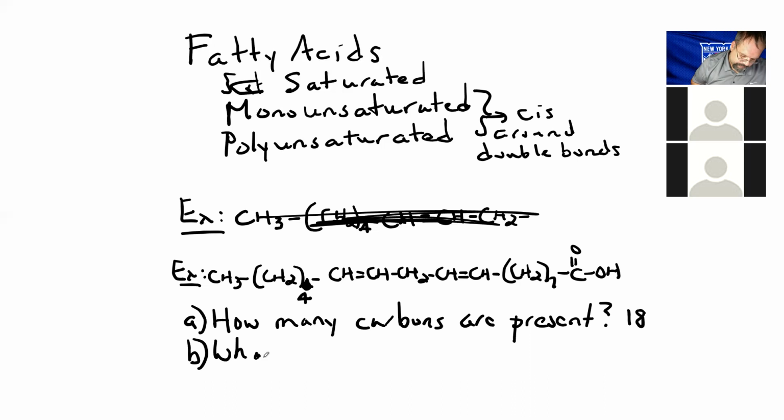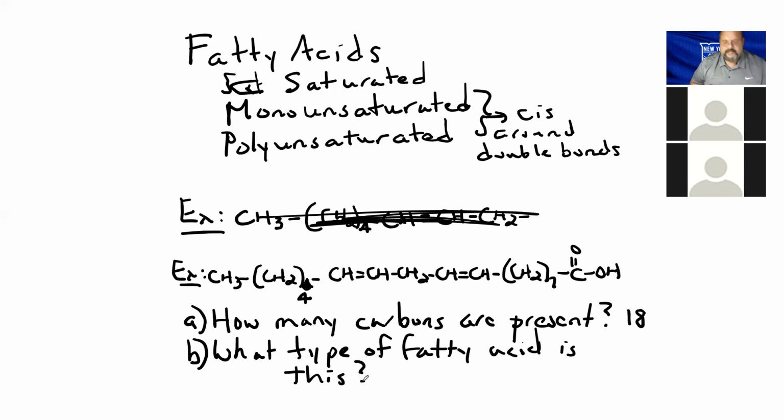Letter B. What type of fatty acid is this? In other words, is it saturated, monounsaturated, or polyunsaturated? So to answer this question, we want to take a look at the bonding that's going on in the carbon chain itself. And what I notice in terms of the bonding in the carbon chain itself is that there are 2 carbon-to-carbon double bonds that are present. You have 1 here and you have 1 here. So because you have 2 carbon-to-carbon double bonds that are present, this type of fatty acid would be classified as polyunsaturated. So this would be a polyunsaturated fatty acid.